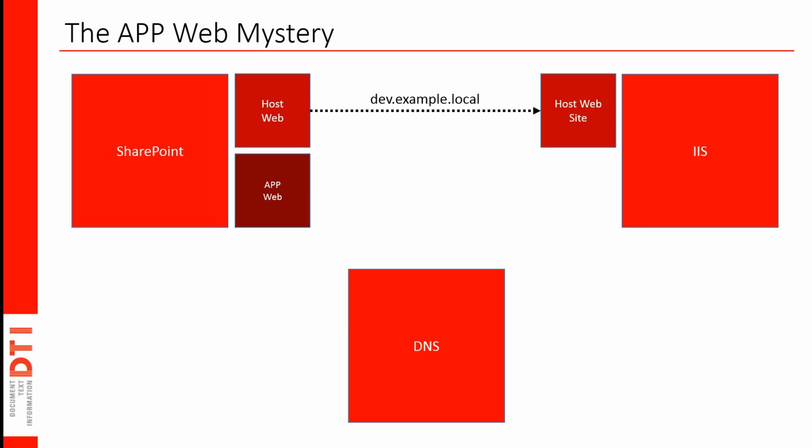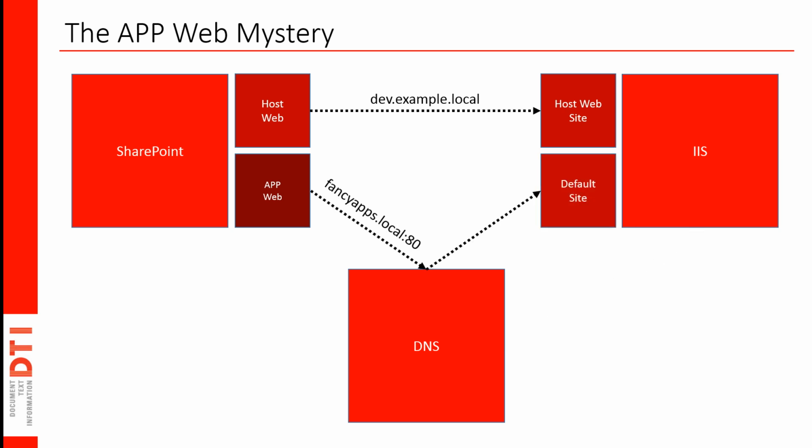So what happens now is if you call this app web, fancyapps.local will redirect to IIS, but because there is no binding, it will try to go to the default site. On the default site, there is nothing. There is no SharePoint, there is no application, it's just the normal IIS default site. If we now stop this default site and set the bindings to the host web, the IIS listener redirects it to our host website where it can do the work.